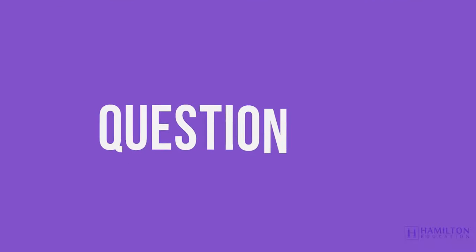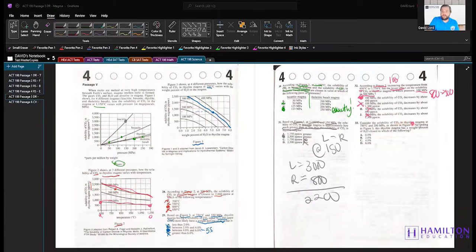All right. Question 33. Consider the solubility of CO2 in rhyolite magma at 750 degrees Celsius at 200 MPa as shown in figure 2. According to figure 3, the rhyolite magma has a weight percentage of H2O closest to which of the following. So this is probably a data bridge or a cross bridge where we're going to have to connect the two graphs together.